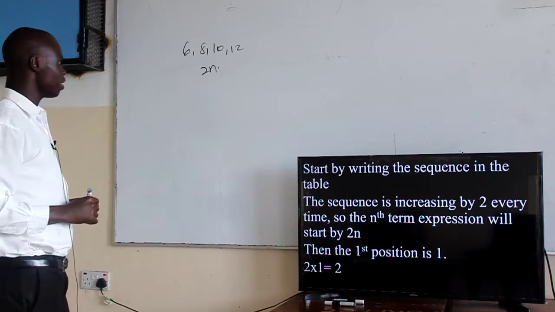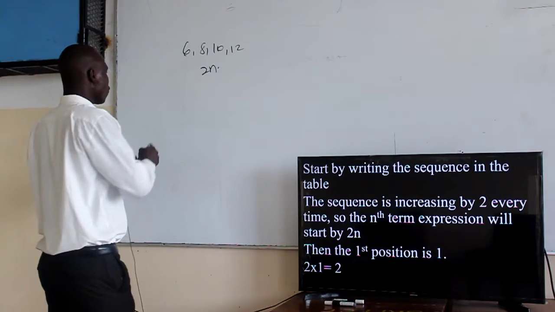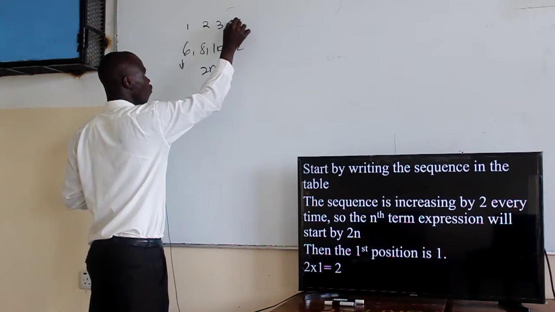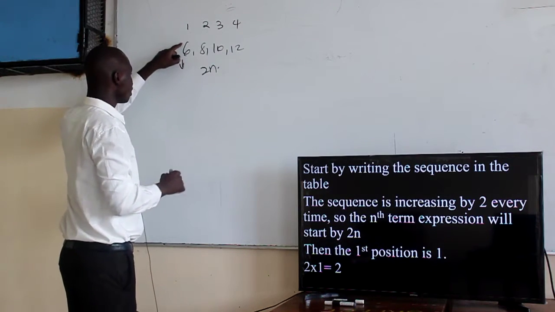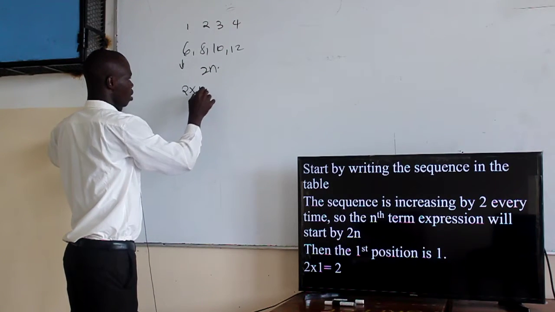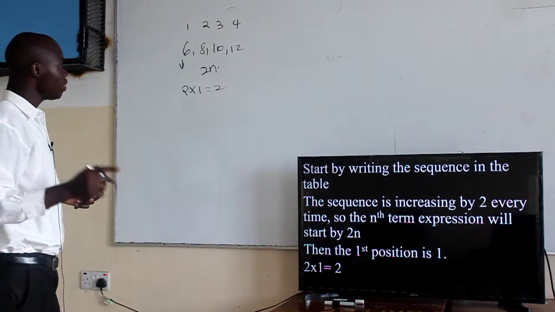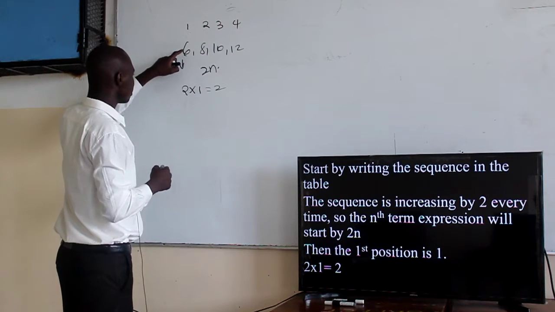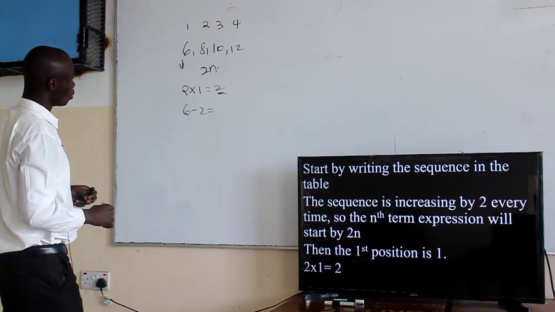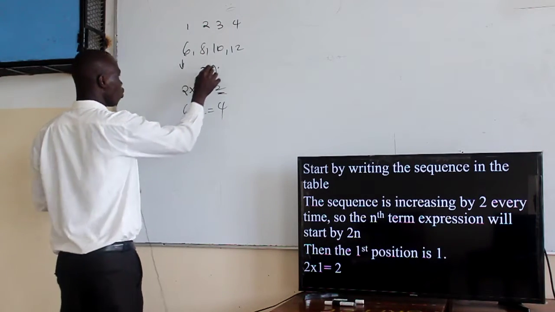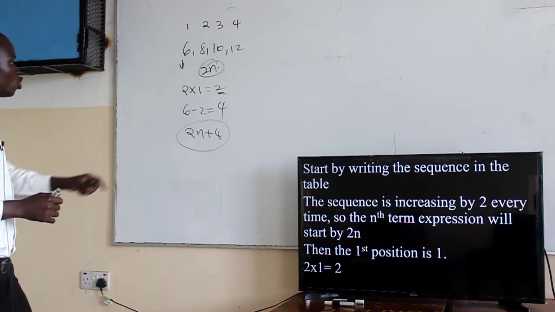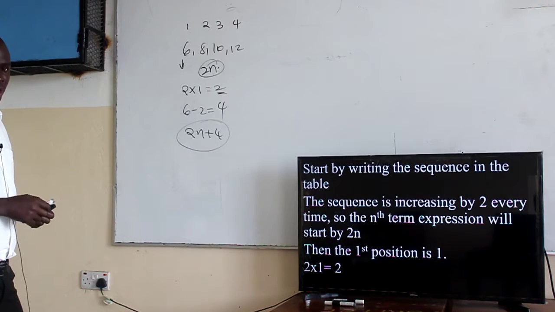After multiplying 2 by n, what do you do next? The first term is that one. So this is the first position, second position, third position. For the first term, 2 times n, where n is 1, is equal to 2. Now to find how much we are supposed to add, we take the first term minus what we put in here. So 6 minus 2 is equal to 4. In other words, we are going to take 2n plus 4. This is going to be the expression.